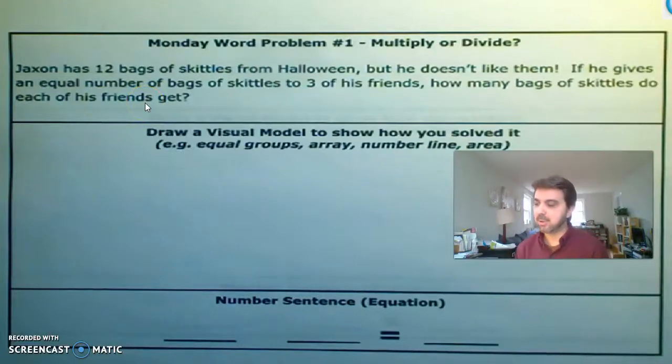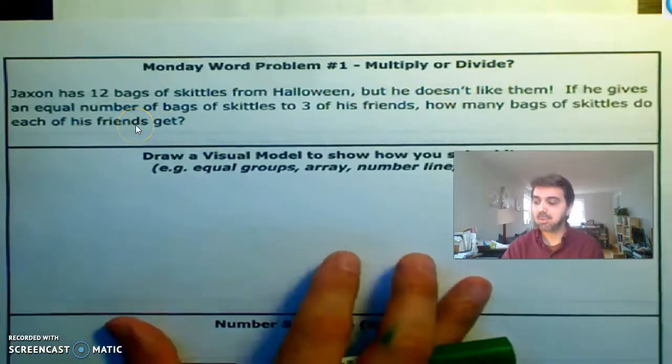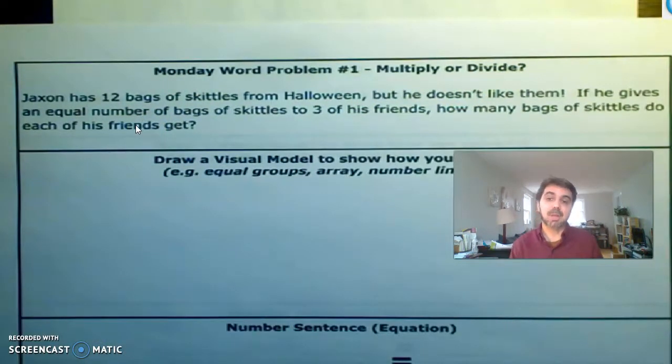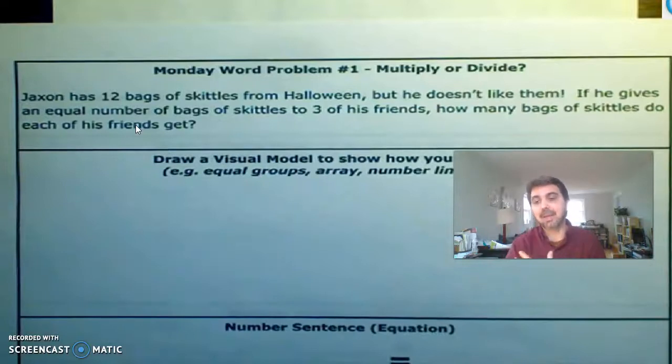Okay, so if you look at the first page, it says Monday, word problem number 1, multiply or divide. So this is the problem we're going to work on. Now, we don't know yet, should we multiply or divide? A lot of times what kids do is they see a couple numbers and they just do whatever they feel like. They're like, oh, I see 12 and I see 3, I think I'll add them because I like to add. But that's not going to give you the answer to the problem. So this problem is, let's read it aloud, and then let's take a look.